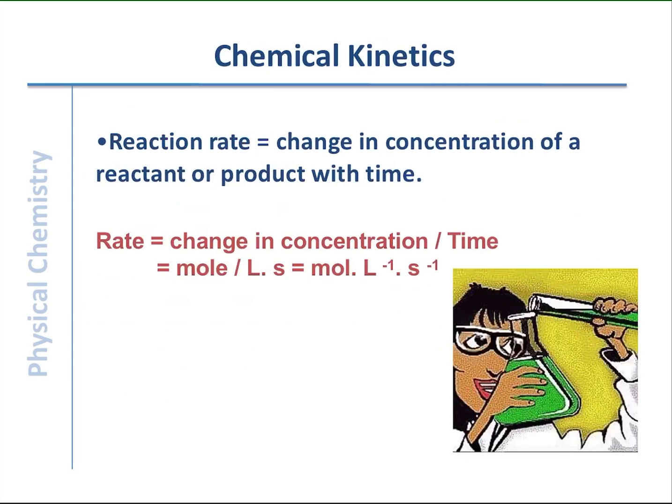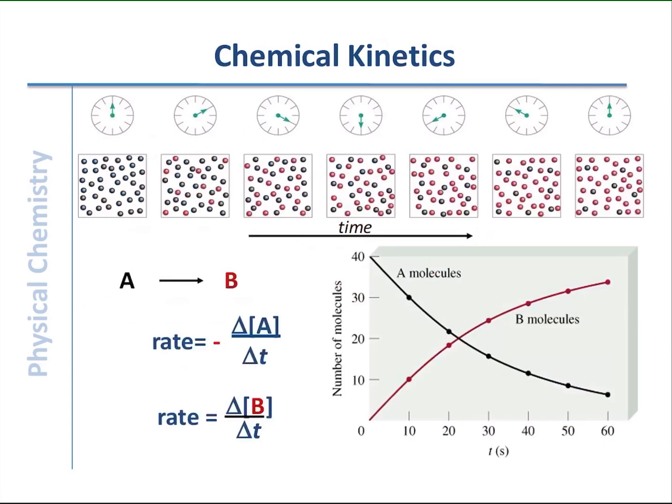So the unit of reaction rate will be the result of dividing the unit of concentration, which is mole per liter, by time, whose unit is second. So the final unit of the reaction rate will be mole liter minus 1 second minus 1.